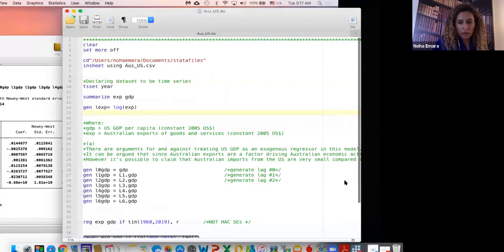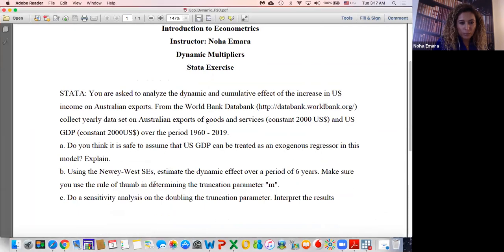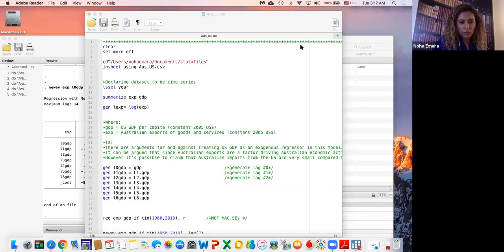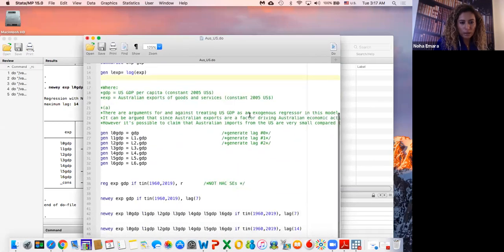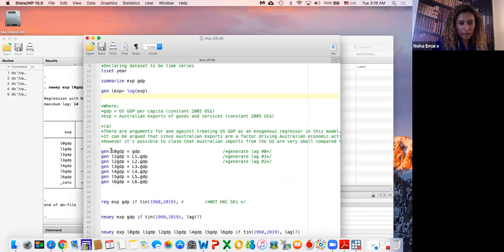Next, in point B, I'm asking you to use the Newey-West standard error, which is the heteroscedasticity and autocorrelation consistent standard error. Estimate the dynamic model, making sure to indicate the truncation parameter M. I actually did extra steps here just for your own learning. Of course, you have to create the lags. L0 is GDP lag 0, which is today. Lag 1, lag 2, lag 3, all the way to the 6th lag as the question is asking you. Here, this is my extra step, okay?